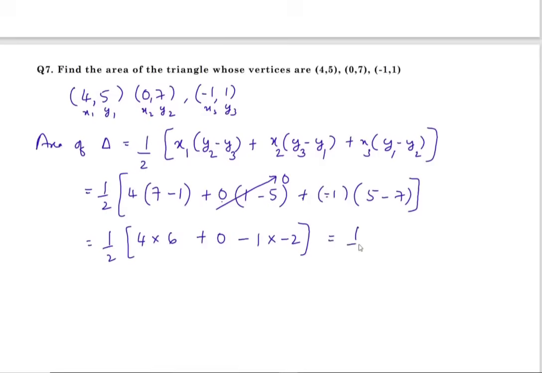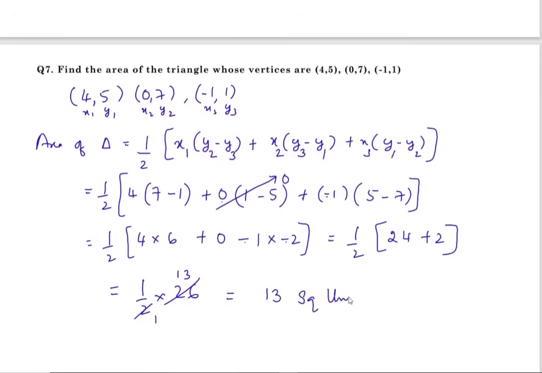What we get is half into 4 sixes are 24, minus into minus, this minus and this minus, what we get is plus. So minus into minus is plus, 2 ones are 2. So what we get is half into 24 plus 2 is 26. Now 2 ones are 2, 2 thirteens are 26, so what we get is 13. Therefore since it is area, we write it as square units. Therefore the area of the triangle is 13 square units.